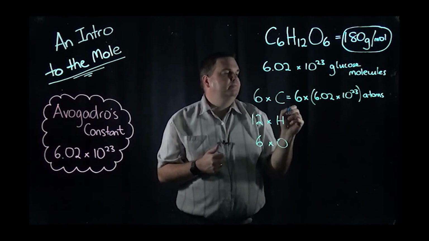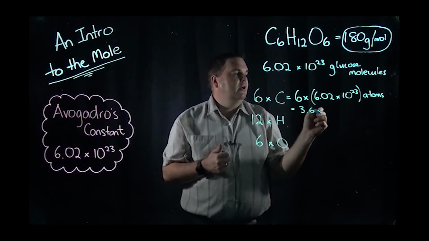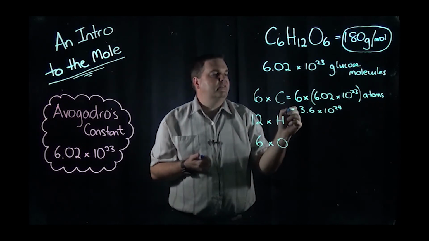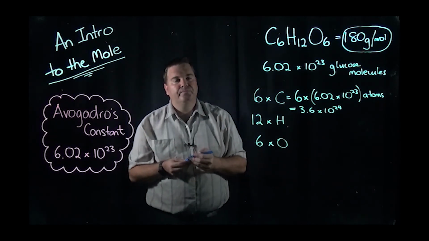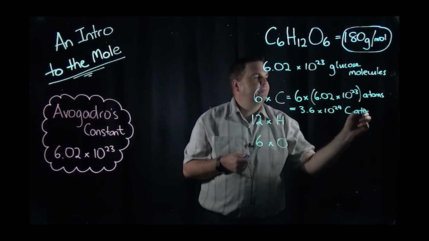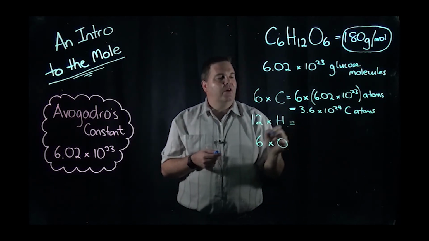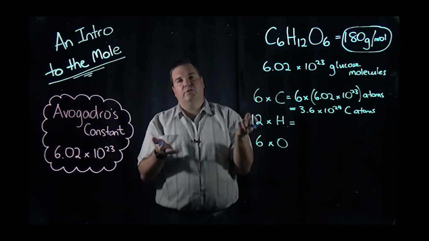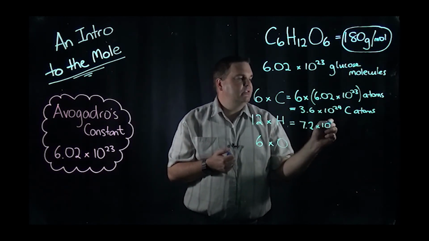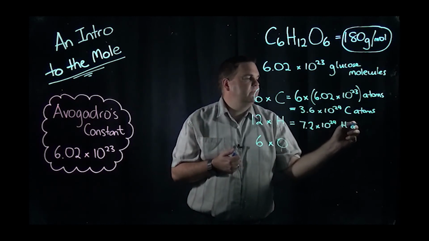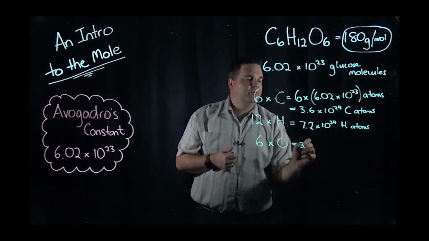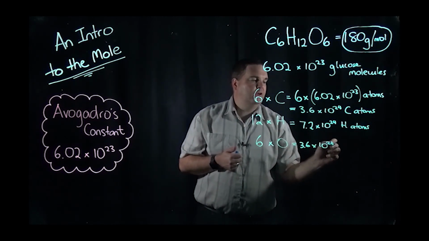So we've actually got 3.6 by 10 to the 24 carbon atoms. That's just using scientific notation. There is a video on that if you want to have a look as well. So 3.6 by 10 to the 24 carbon atoms. Likewise, if we work out the hydrogen, we just multiply 6 by 12, 72. So we've got 7.2 times 10 to the 24 hydrogen atoms. And for oxygen, we've got the same as we had for carbon, so we've got 3.6 by 10 to the 24 oxygen atoms.